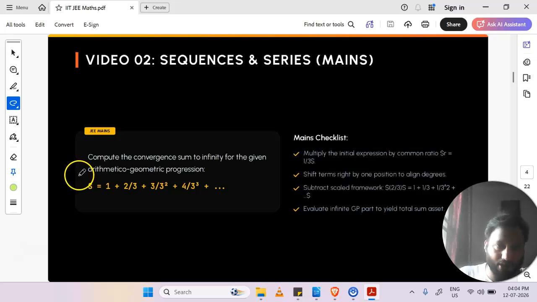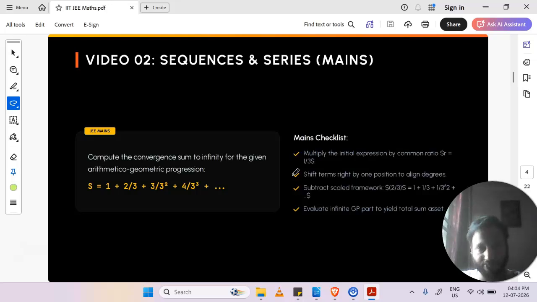We are going to look at how we'll develop the line of thought to solve this question. If you look at the numerator part, it is 1, 2, 3, 4, 5, 6, 7, 8, 9, 10, a plus 1, an arithmetic progression with a common difference of plus 1. If you look at the denominator part, it's 1, 3, 3 square, 3 cube, 3 raised to the power 4, 3 raised to the power 5, 3 raised to the power n, a geometric progression with a common ratio of 3.